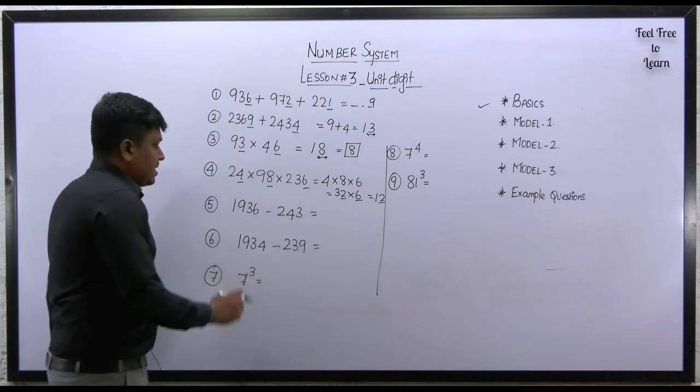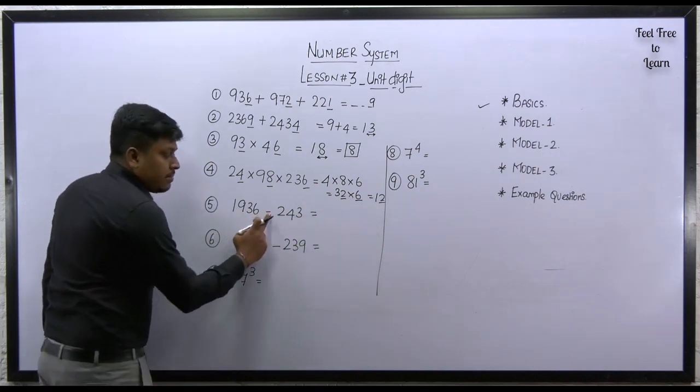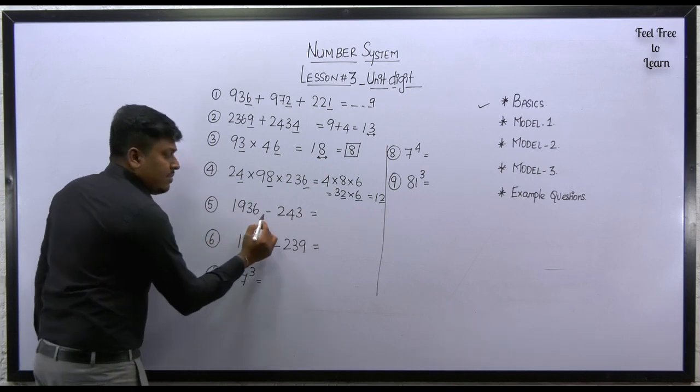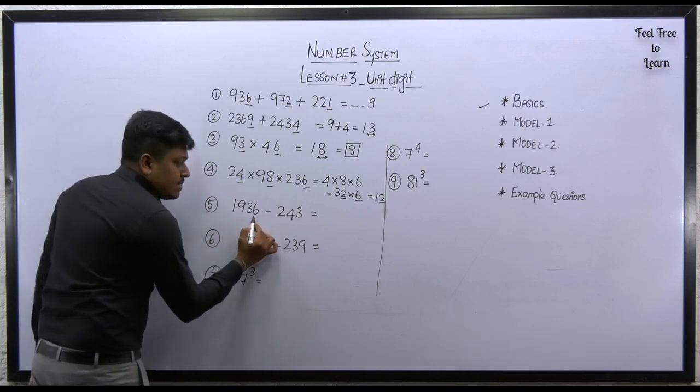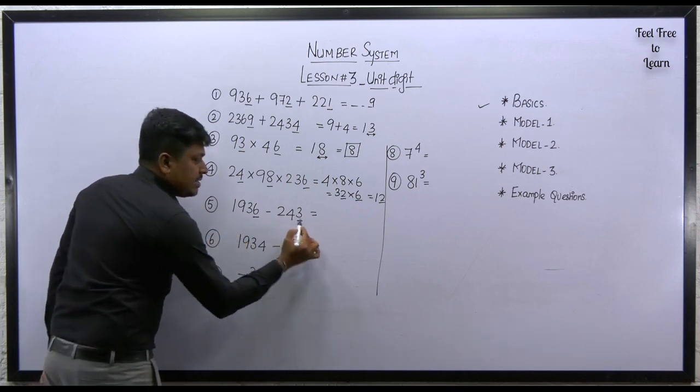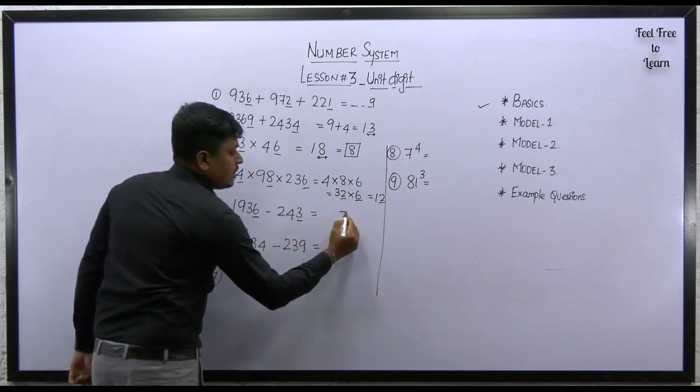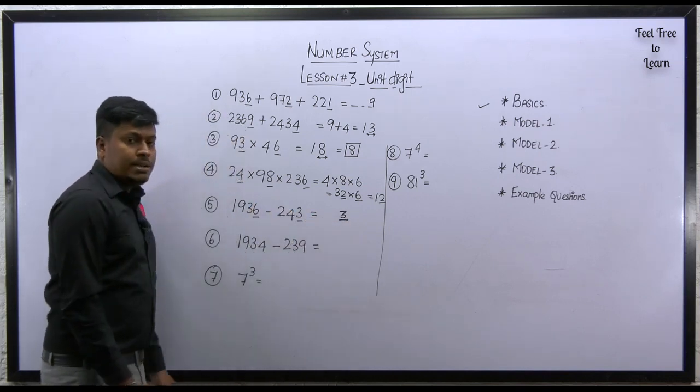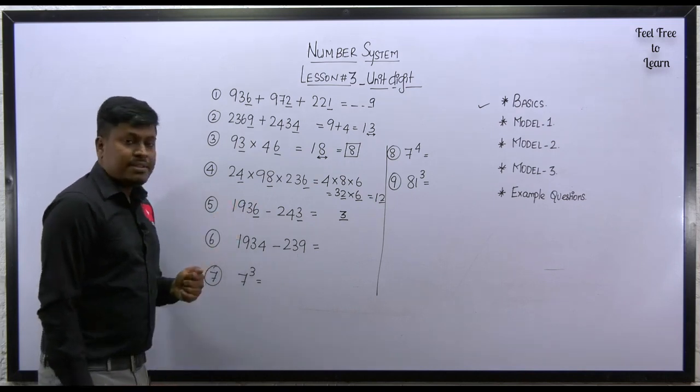Right? So next question. 1936 minus 243. Listen here. Here we have subtraction, right? So the last digit is 6. The last digit is 3. 6 minus 3 is 3. So finally we can say that the unit digit of question number 5 is 3.